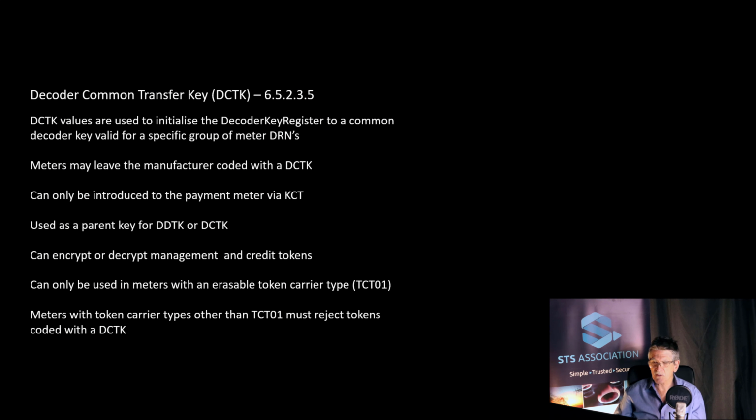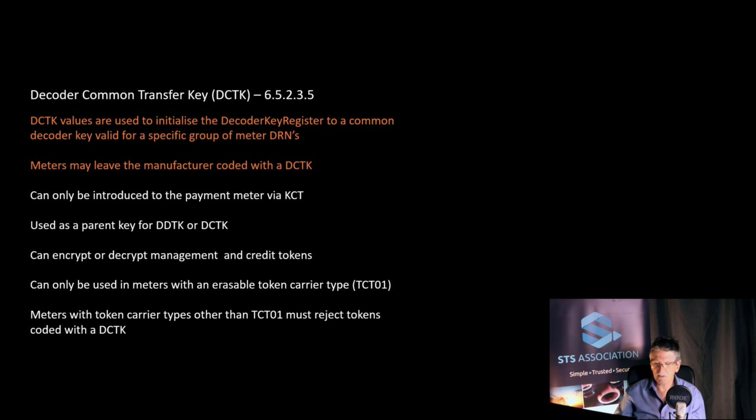DCTK values are used to initialize the decoder key register to a common decoder key valid for a specific group of decoder reference numbers. Meters may leave the manufacturer coded with a DCTK, and they can only be introduced into the payment meter via the use of key change tokens.